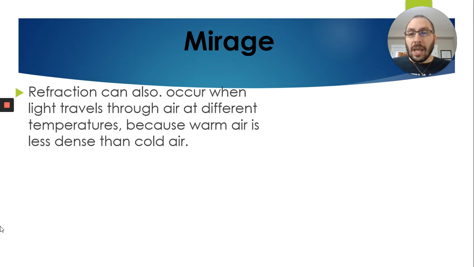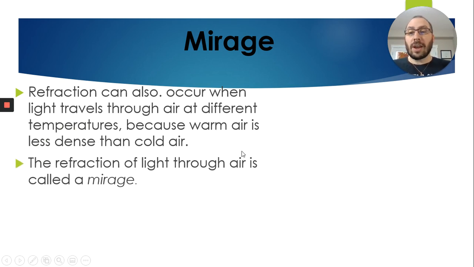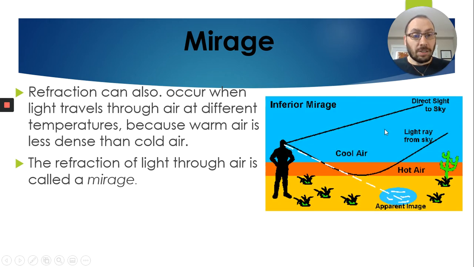Okay. So refraction can also occur when light travels through air at different temperatures, because warm air is less dense than cold air. This is what causes refraction. The refraction of light through air is called a mirage. And here's a pretty picture.